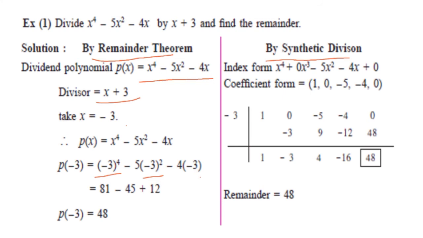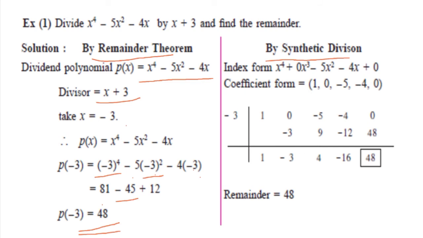Minus 3 raised to 4 is 81, minus 3 square is 9, plus 9 into minus 5, 9 fives are 45, minus 45, minus minus plus, 4 threes are 12. P of minus 3 is equal to 48, means the remainder is 48.